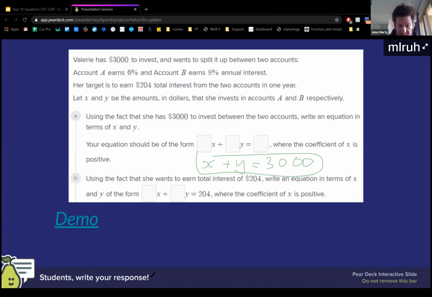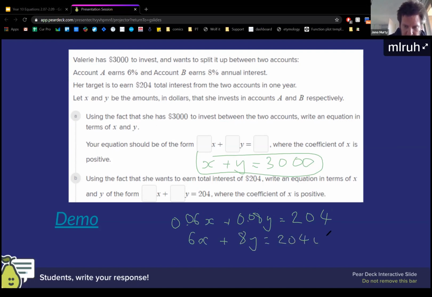And then for part B, that's when we can use the percentages. So part B, we have 0.06x plus 0.08y equals $204. Now, we want to get these to become whole numbers. So let's just times everything by 100. 6x plus 8y equals 20,400. And now we can substitute.